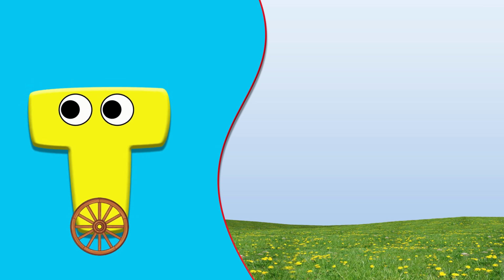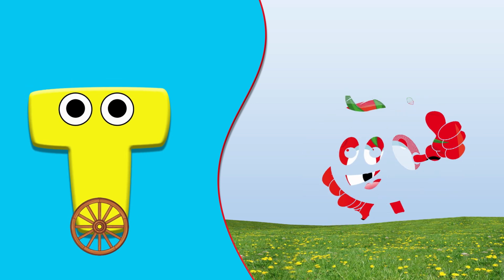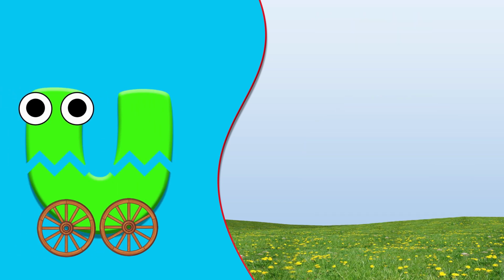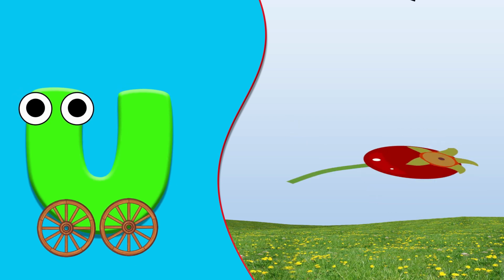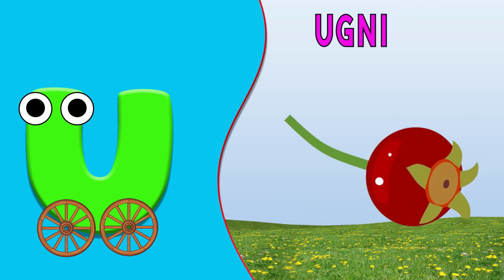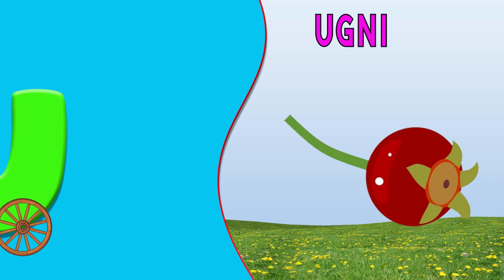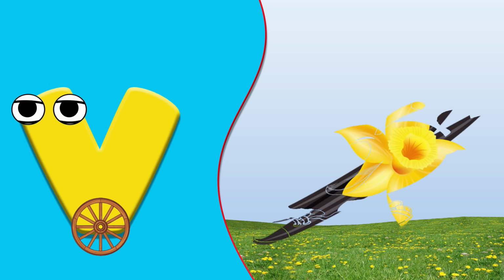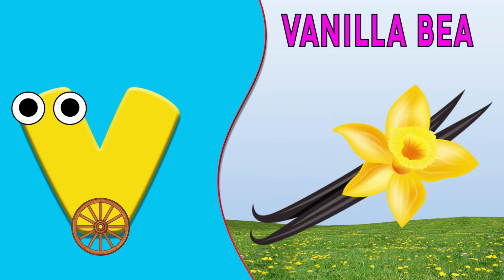T. T is for tomato. U. U is for ugly. V. V is for vanilla bean.